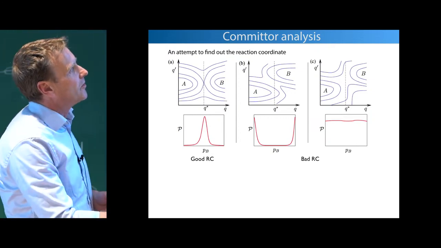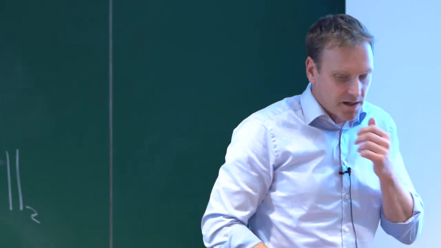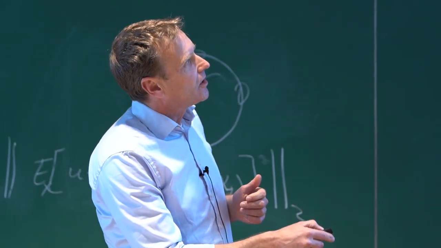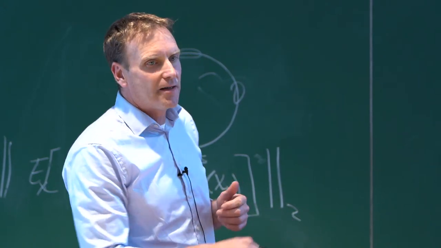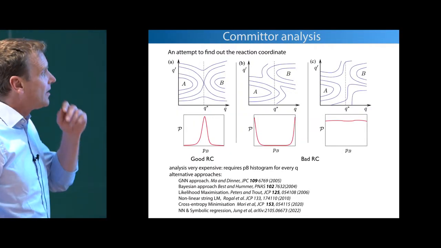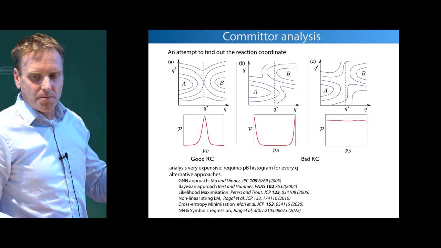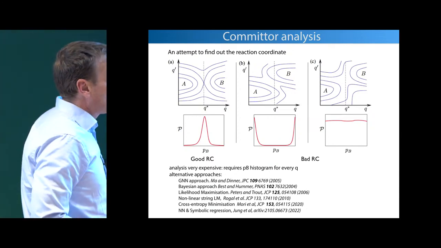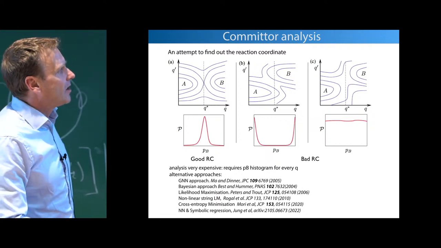Now, you have also something in between. This is a typical situation where things are very diffusive. But this is what we call then a bad RC. And by optimizing collective variables, or your description of the RC to come from here to there, that is what reaction coordinate analysis is supposed to do. And to actually do that, you could, of course, compute the committer pB for all possible values of every Q that you can think of. But this is, of course, ridiculously expensive. So that's not being done.